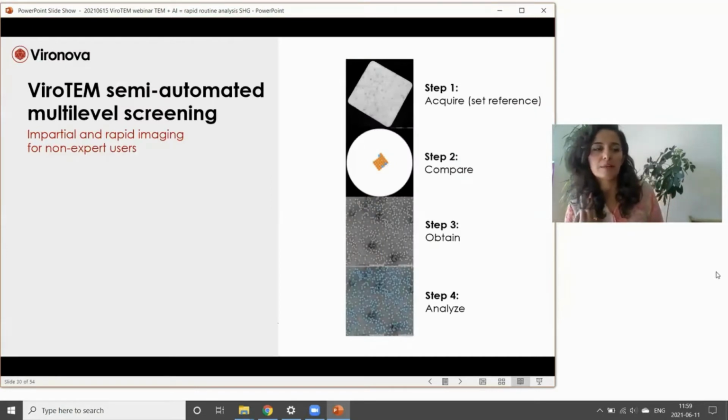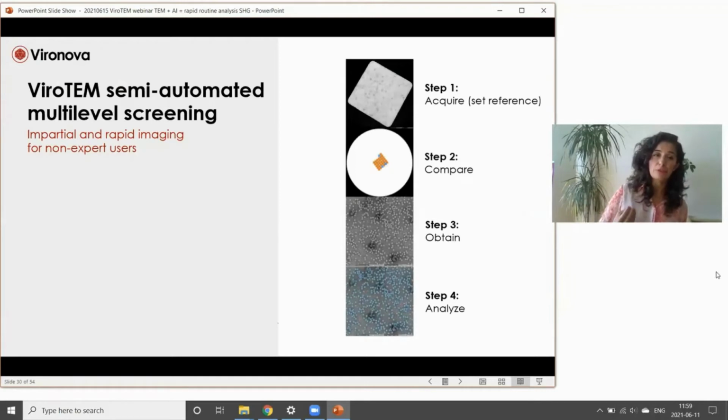So here is one application of what VS in the ViroTEM system can do. This is called semi-automated multi-level screening. And let me tell you why that is very useful, especially for non-expert users, because it will help you to make impartial and rapid imaging.